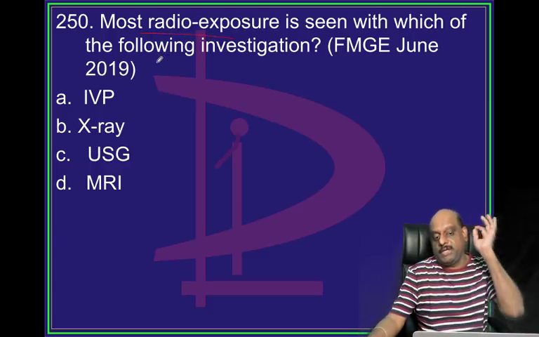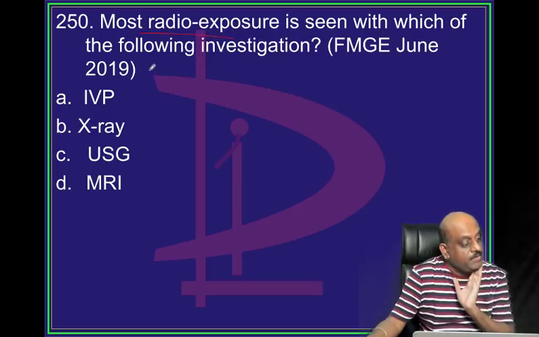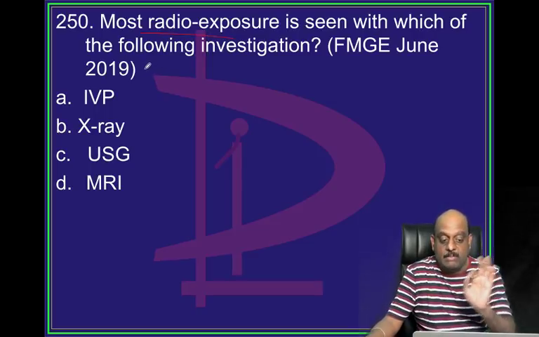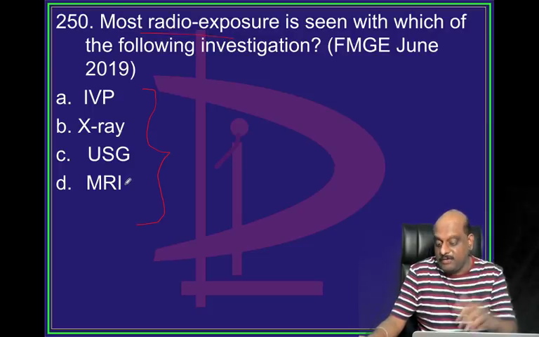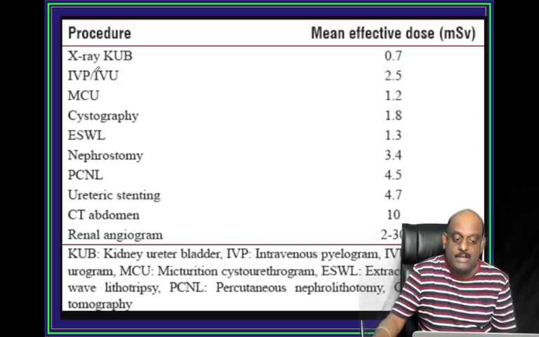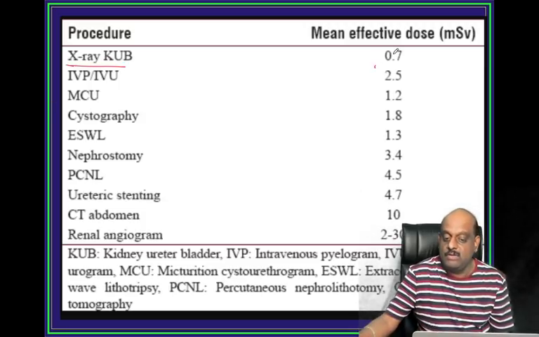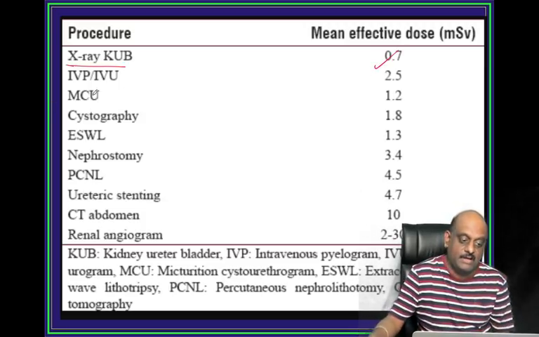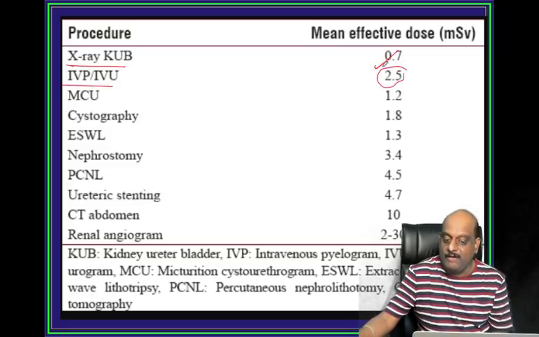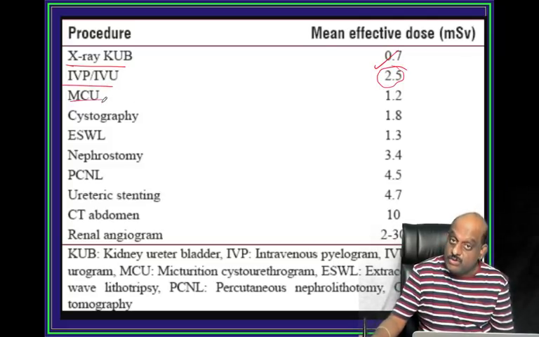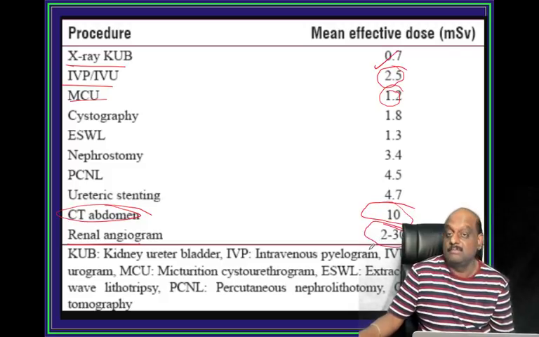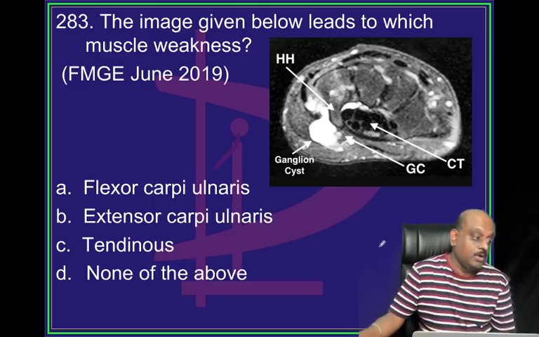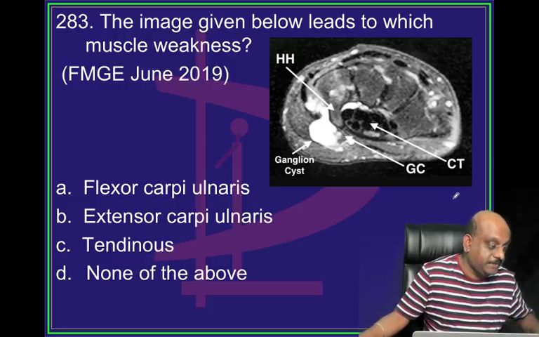Most radiation exposure is where? So, Doctor, this is one interesting question. Examiner will ask you, what is the radiation exposure with each of these procedures? X-ray KUB 0.7 millisieverts, IVP 2.5, micturition cystourethrogram 1.2, CT abdomen 10, renal angiogram 2 to 30. So you should be very sure on the relative radiation dosages.